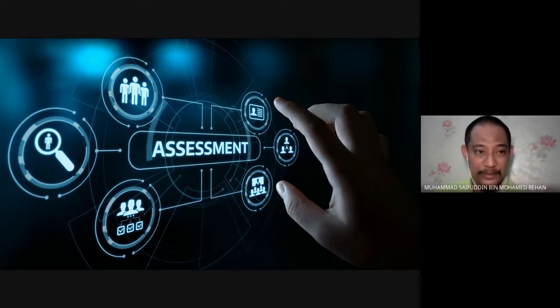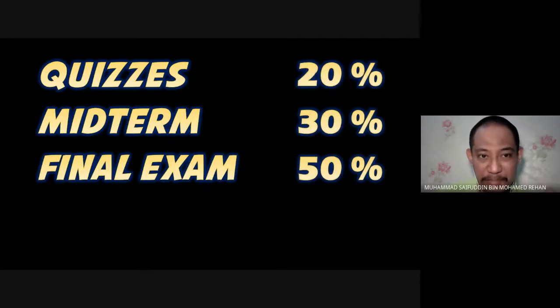In terms of the assessment, there are quizzes, there is a midterm, only one midterm, and there's a final exam at the end of the semester. The midterm is normally around your mid-sem break, either before or after, right? Normally that's where it is. In terms of the mark distribution, 20% will come from your quizzes, 30% from your midterm, and 50% from your final exam. So as you can see, the final exam is significant. It's half of the mark.